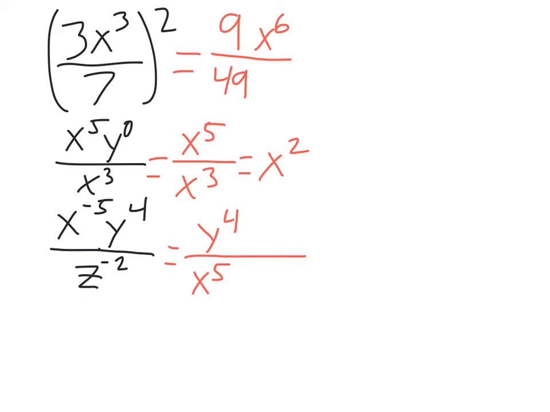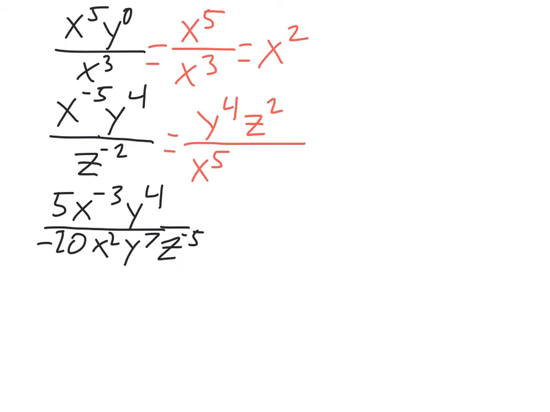Then z to the negative 2, it's negative, and it's on bottom, so it needs to move to the top. So z squared. You make it positive, and then you move it from the bottom to the top. Now they're all different variables, so we can't simplify anything anymore.